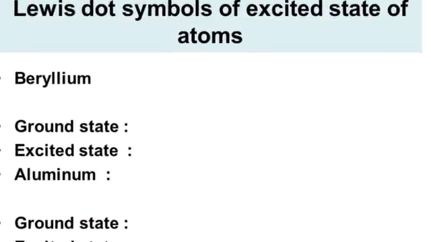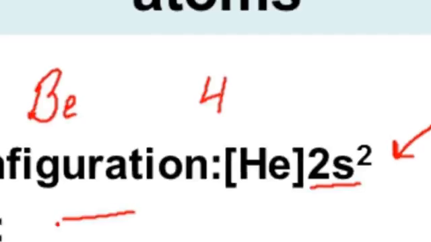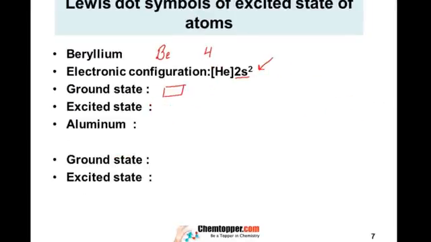Beryllium with symbol Be, its atomic number is 4, so it has 4 electrons in its electronic configuration. Outermost shell is 2. It has 2 electrons in the s orbital, so the valence electrons are only 2. In the ground state electronic configuration, these 2 electrons are present as a pair in the 2s shell. 2p orbitals are completely vacant.